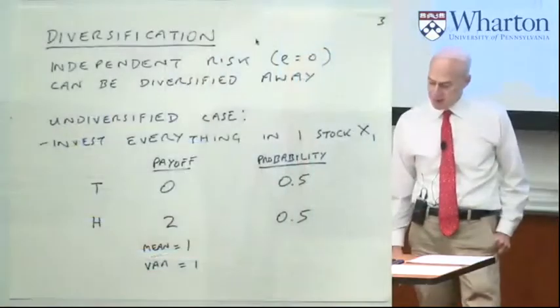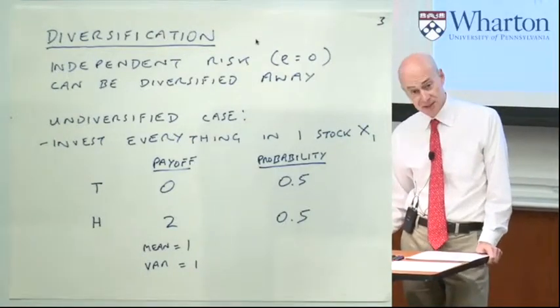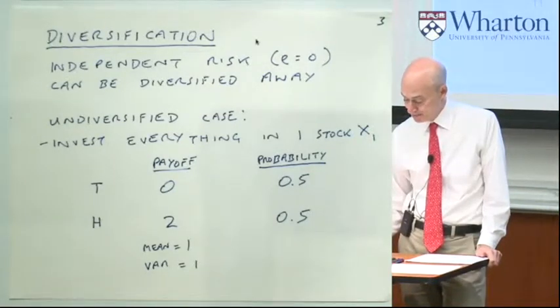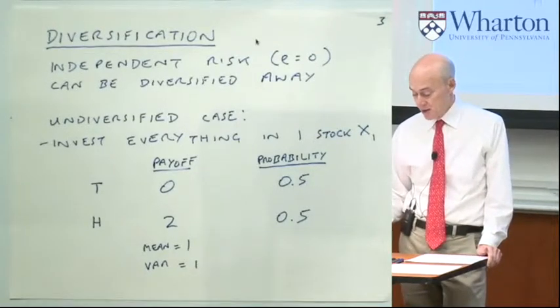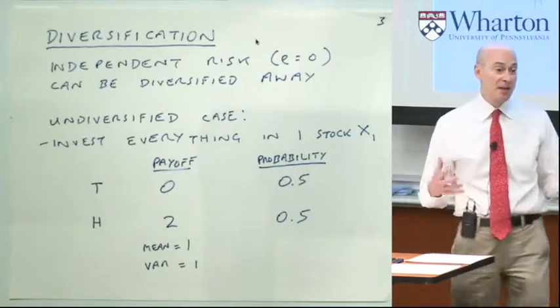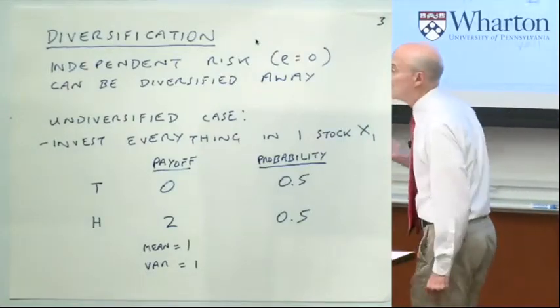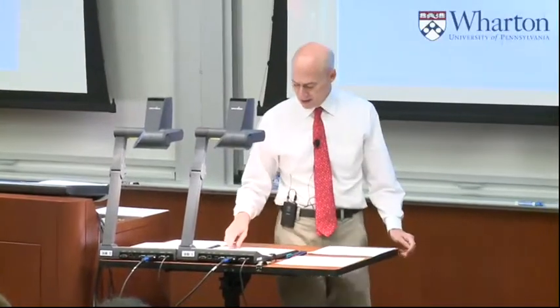We talked a little bit last time about diversification. As I mentioned, that's the risk that can be diversified away, the independent risk. That's when you have zero correlation or zero covariance. We looked at a very simple example last time with a two-point distribution, so we can think of the stocks as being like coin tosses. If we have a tail, we get a 0 payoff. If we get a head, we get a payoff of 2. It's a 50-50 probability.